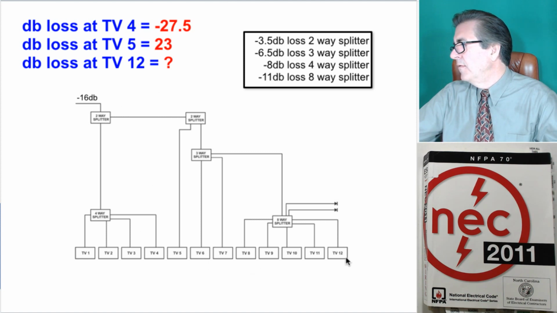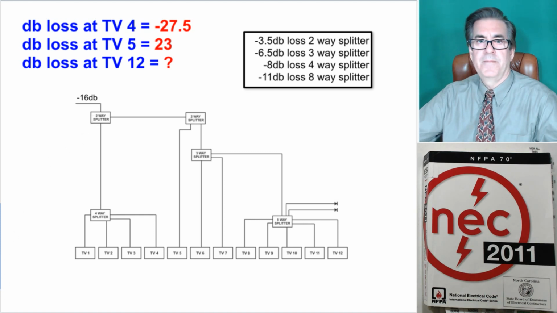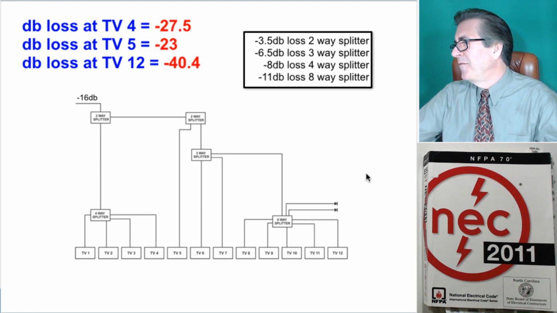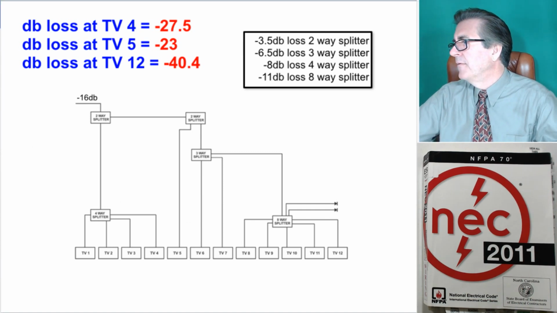TV 12, it's way over there. Let's trace back TV 12, and it goes to an 8-way splitter, back to a 3-way, to a 2-way, and a 2-way. So we've got to add the 8-way splitter, which is minus 11, plus a 3-way, which is minus 6.5, plus another 2-way, which is minus 3.5, and another two-way minus 3.5, and what do you come up with? Very low signal. Minus 40.4. I'm not even sure that would even work. But in any case, let's do another one.